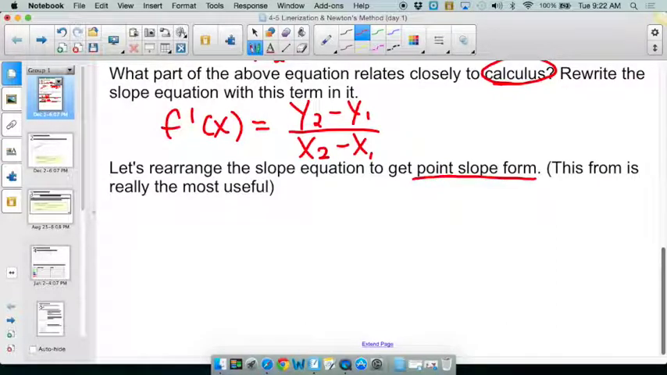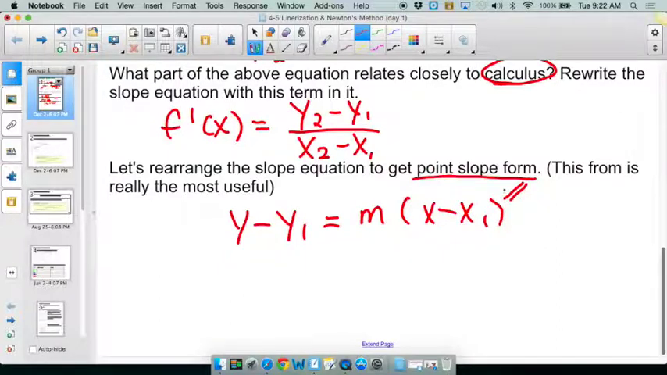Does anybody remember point slope form? Because from this we can get point slope form. What does point slope form look like? It's y minus y1 equals m times x minus x1. Okay, so there's our point slope form.